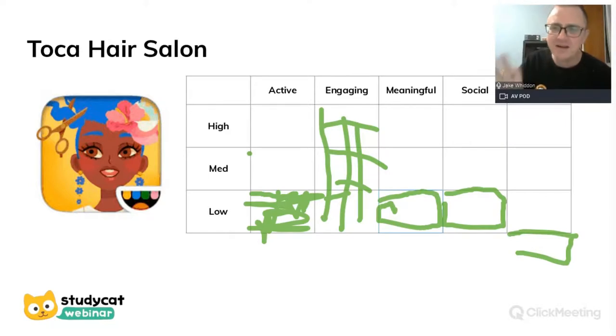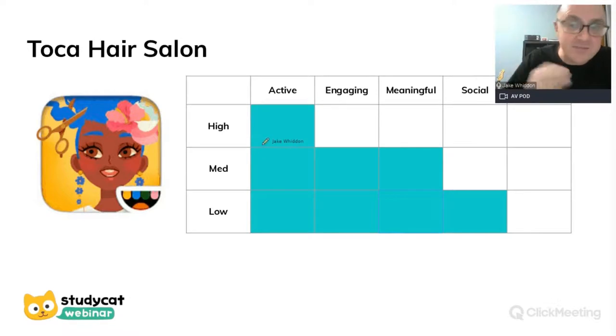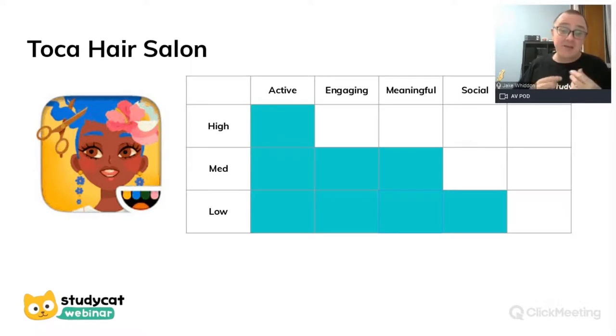Yeah, Tatiana, you've seen my hair, so you can see why it wasn't very good, right? Anyway, I'll continue. This is what I gave it. I actually think it's highly active, but this is just me, guys. I'm not the guru on all of this stuff, but I think it was highly active because you have to do this to cut the hair, and then you've got to move this to blow the hair, then you've got to find this over here. And I thought it kept you engaged, maybe meaningful because you can create your own colors, your own styles, but it doesn't, yeah, exactly.